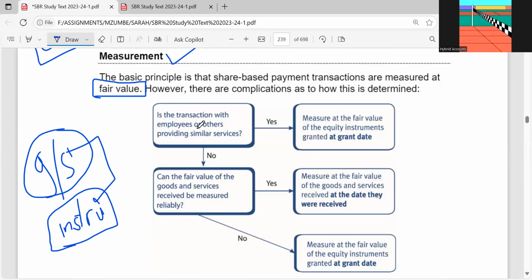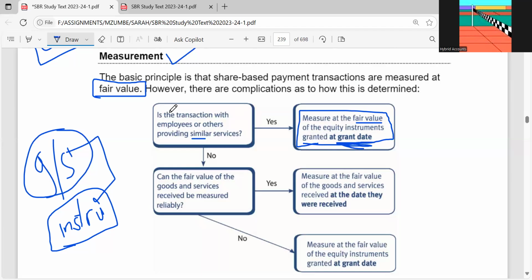So those people would be providing similar services, right? So in case that is the issue, if yes, then measure at the fair value of the equity instruments granted at the grant date. There could be equity instruments. An example of an equity instrument is maybe the share options, right? Something like that. So fair value is stated at the grant what? At the grant date. That is the date that is agreed. You're going to see the grant date. You're going to understand that, no problem.